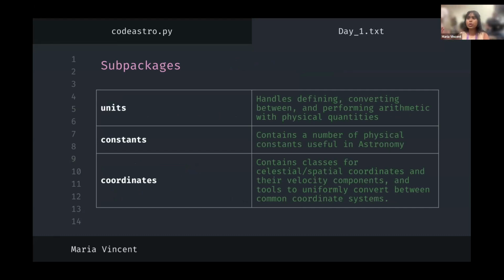The names in bold are the ones that I'll be using in today's lesson. So you have these sub-packages that help you perform different types of calculations. One is called units, which helps you convert between different units and perform arithmetic. I'll be showing an example of that soon. You have a sub-package that contains a number of physical constants that are very useful in astronomy, and it's very easily called constants. And there's a sub-package called coordinates, which contains classes and functionalities that help you extract celestial or spatial coordinates for different astronomical objects, whether they are different velocity or physical components and things like that.